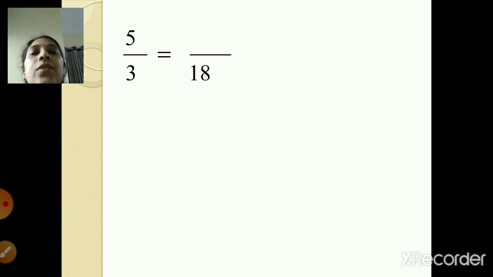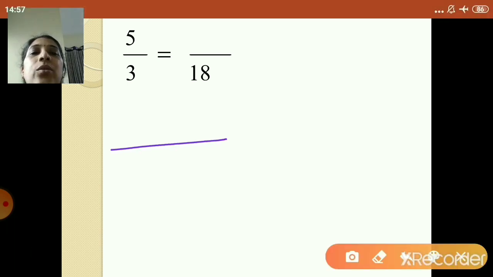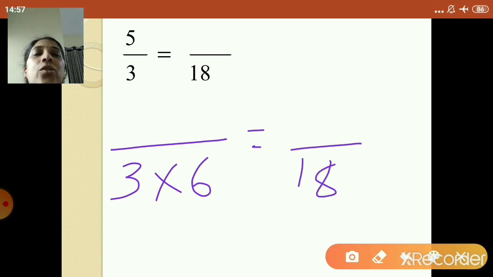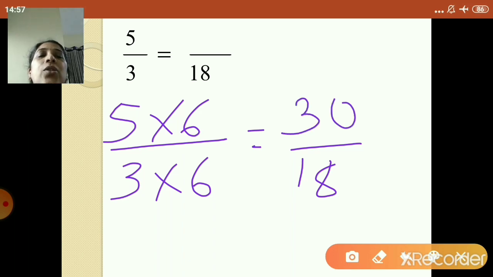Now, next one is 5 upon 3 is equal to dash upon 18. So, 18, when you divide by 3, how much you get? 6, right? So, 3 sixes are 18. So, what will you do? 3 into 6 is equal to 18. So numerator, it is 5. So what I'll do? Multiply by 6 only you have to take. So 5 sixes are 30. Right? So you got 5 upon 3 is equal to 30 upon 18.